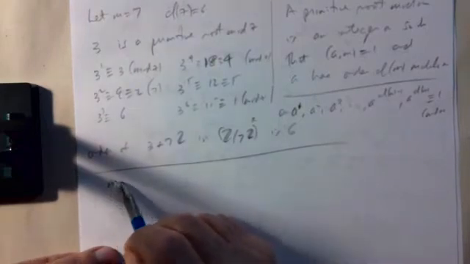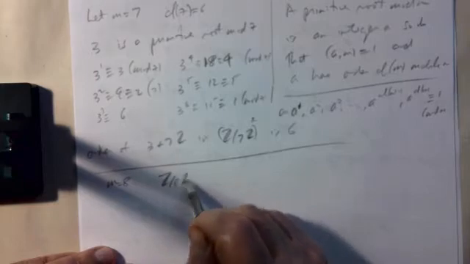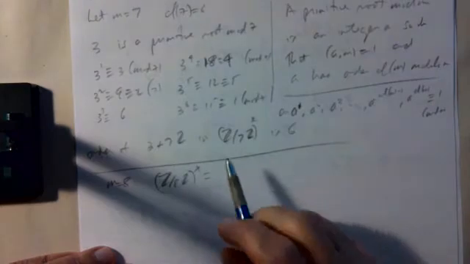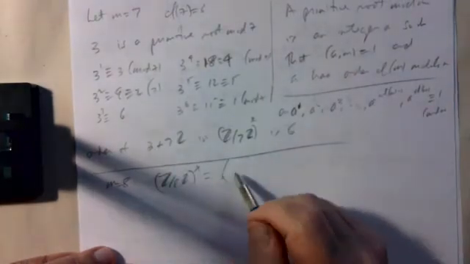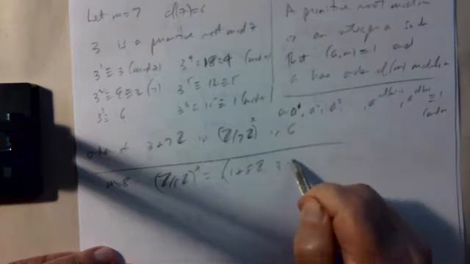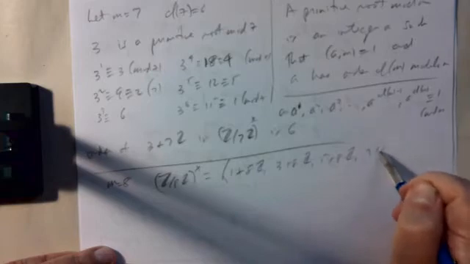Suppose we take m equal to 8. So Z mod 8Z star, this is the set of congruence classes relatively prime to 8. There are 4 of them: 1 plus 8Z, 3 plus 8Z, 5 plus 8Z, 7 plus 8Z.